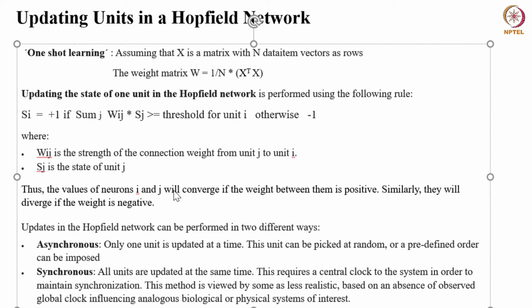So finally, another aspect of this is that when you do the updates, you can do them in two different ways. You can do it in an asynchronous way, where you update one unit at a time, and you can pick them at random, or you can have a specific order. And then there is the synchronous mode, where all units are updated at the same time, and this requires a central clock in the system in order to maintain it.